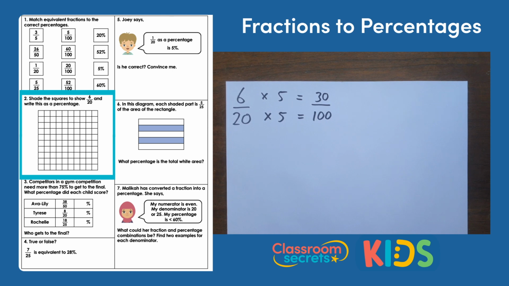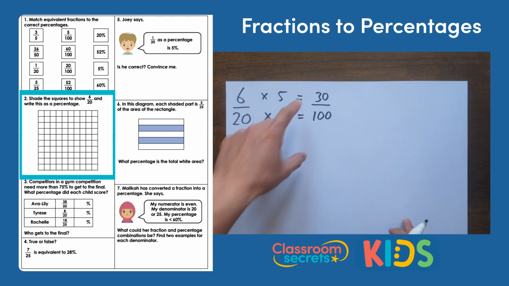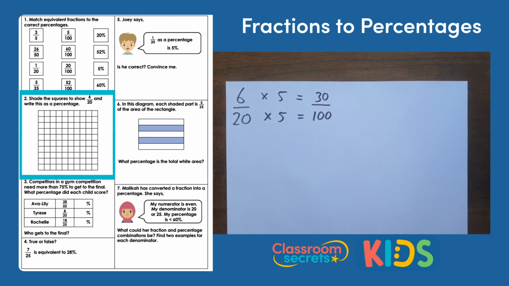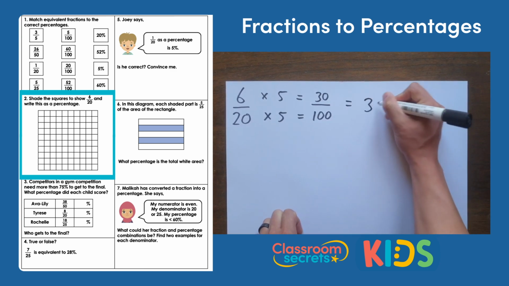And you can shade in your squares in multiple different ways, just make sure that you've got 30 squares shaded in. And because we know a percentage is just an amount out of 100, that tells us 30 over 100 will equal 30%.